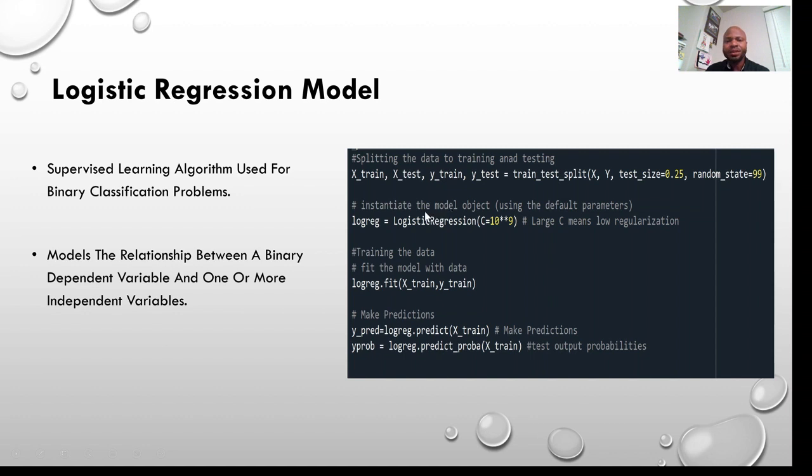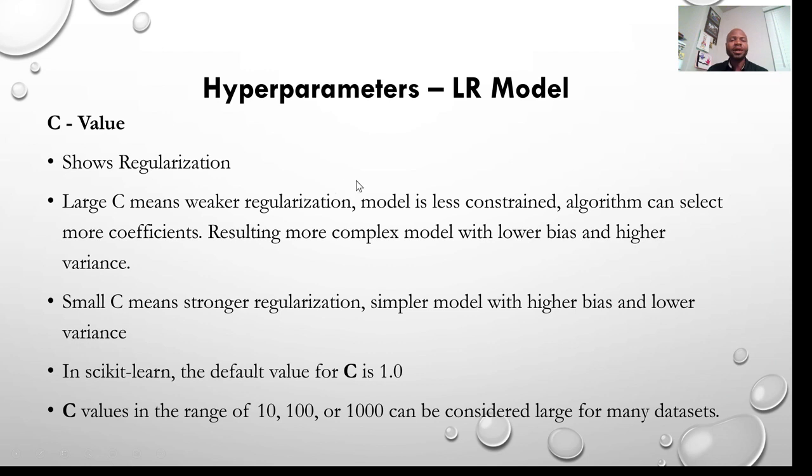We instantiated our model using the C hyperparameter, fitted the model with the data set, the training and the testing data set, respectively. And then we used the model to make predictions based on the training and then the testing data. The C hyperparameter helps to regularize our models. High or large values of C mean that our models are weakly regularized, or have weaker regularization.